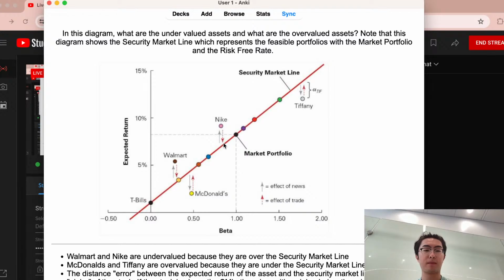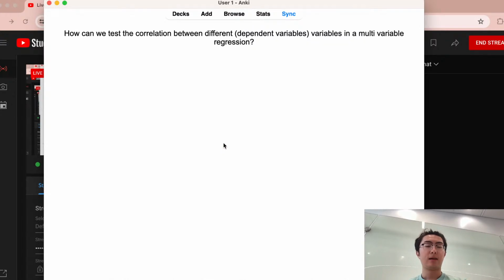All right. How can we test the correlation between different dependent variables?